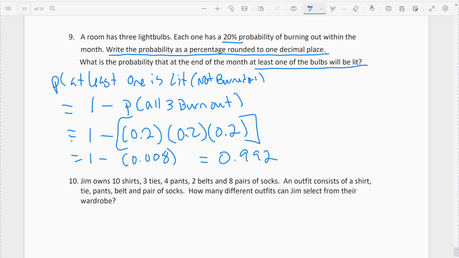But remember, that's not the answer. That's not what you plug in, if that's what they're asking for. Remember, the answer is to write it as a percentage rounded to 1 decimal place. So the answer would be 99.2% chance at least one of the 3 light bulbs will still be lit at the end of the month.